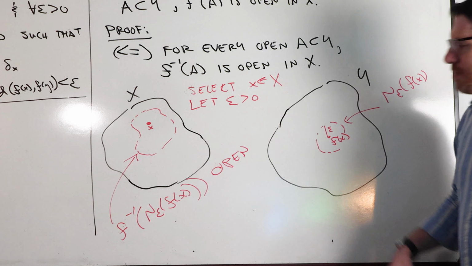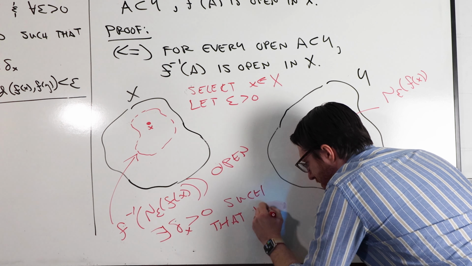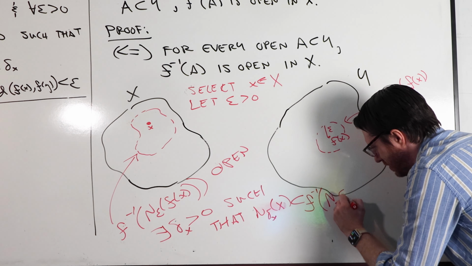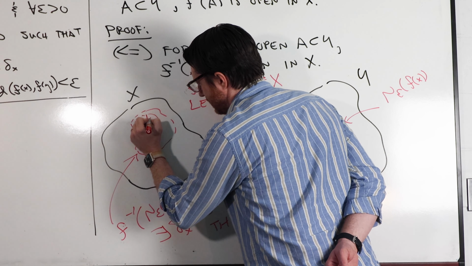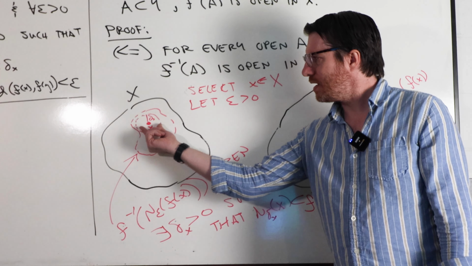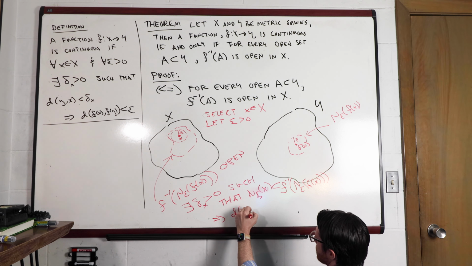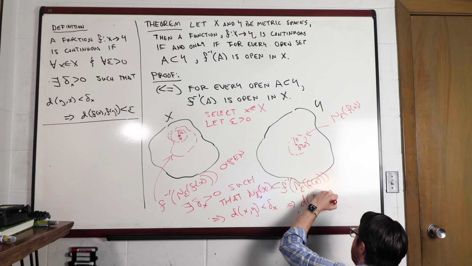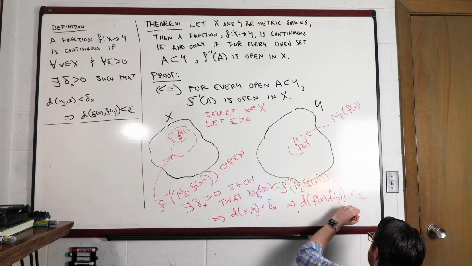So since we know this is open, that means that there exists some delta that depends on x that is greater than 0, such that N delta of x is a subset of f inverse of N epsilon of f of x. So there's some delta that keeps us in here. And since it's completely contained in there, that means that everybody in there is mapped inside of this. So the distance between x and y being less than delta x implies that the distance between f of x and f of y has to be less than epsilon because it's inside of this neighborhood. And boom, that's it for the equivalence.